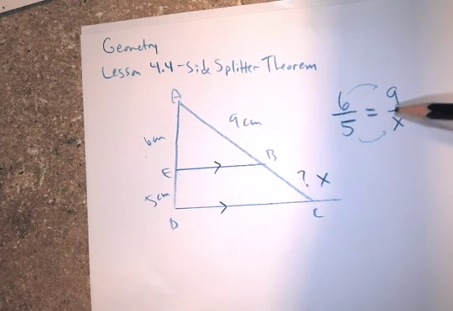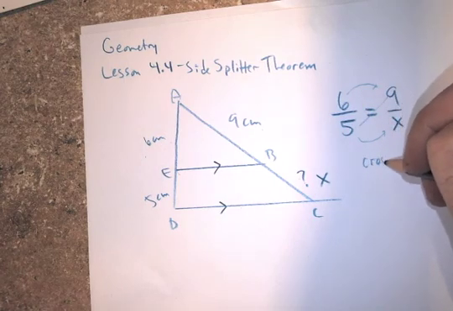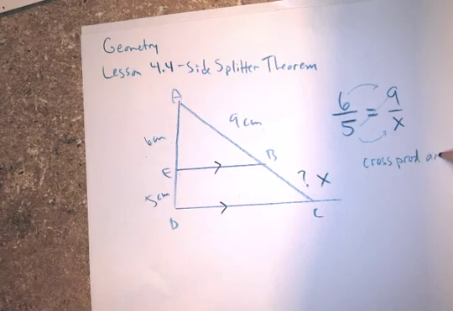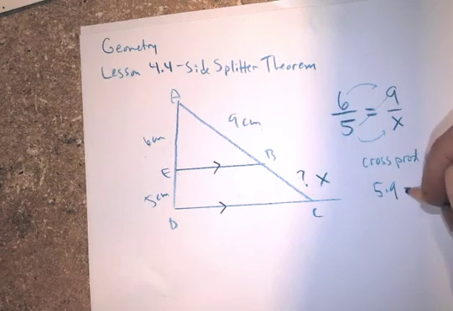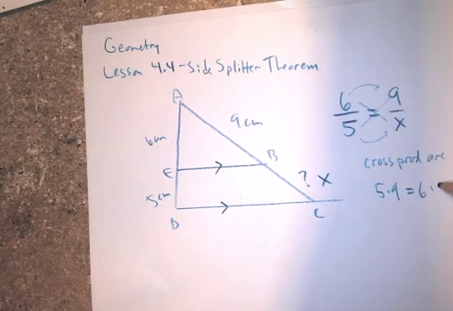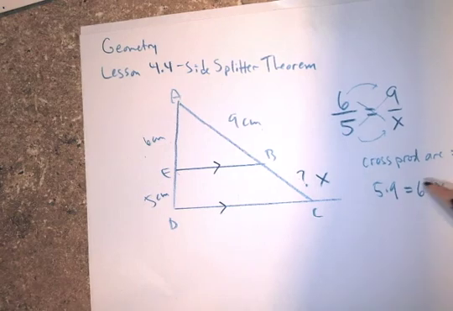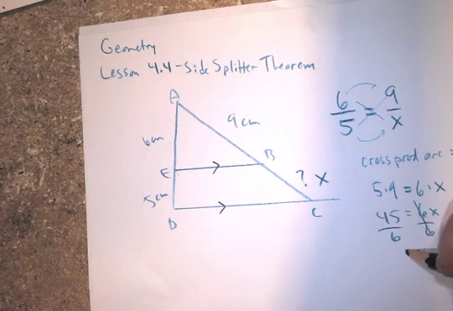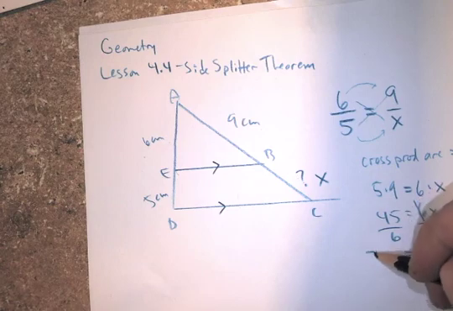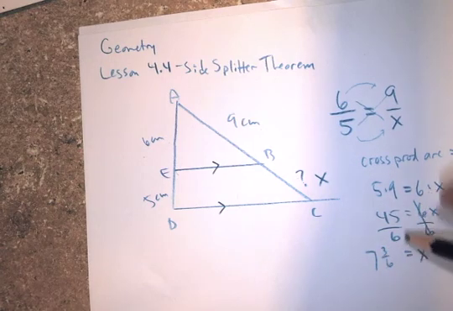But the general way that everybody likes is doing the cross products. We say the cross products are equal. What's that mean? It means if I do 5 times 9, that cross product equals this cross product, 6 times X. Okay, so 45 equals 6x. It's not going to come out even. You might get a decimal on some of these. 45 divided by 6, what is that? It'd be 7 with 3 left over, so 7 and 3/6, or 7.5.